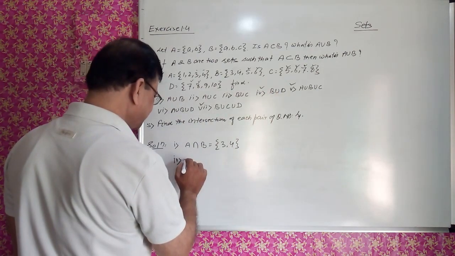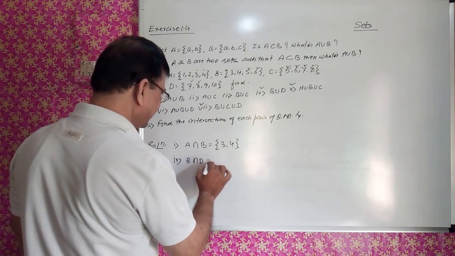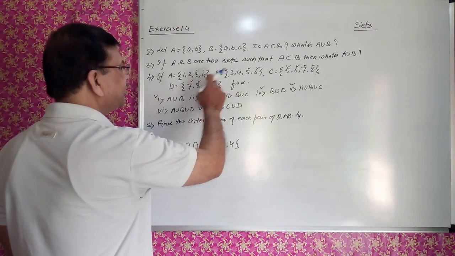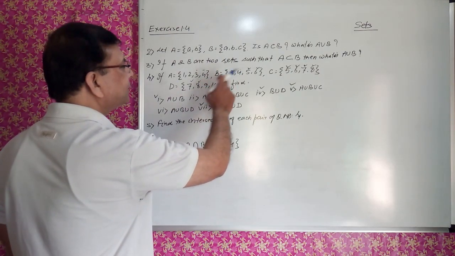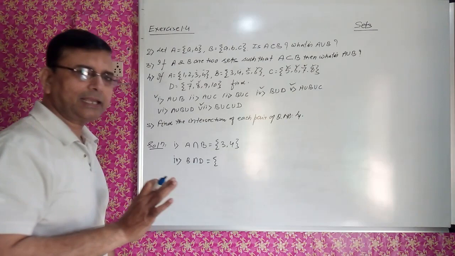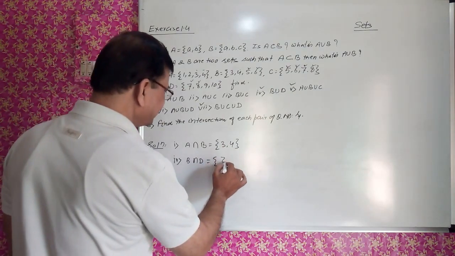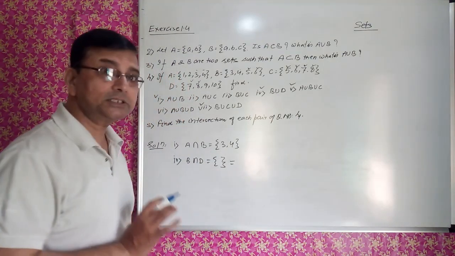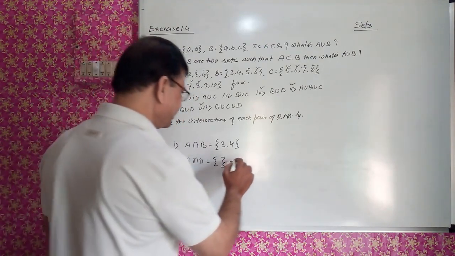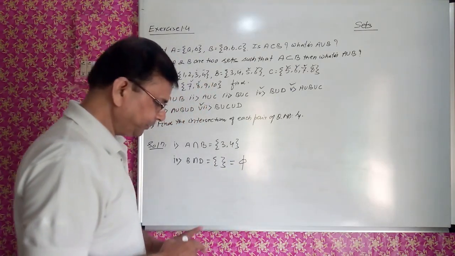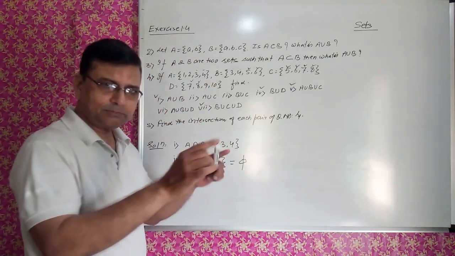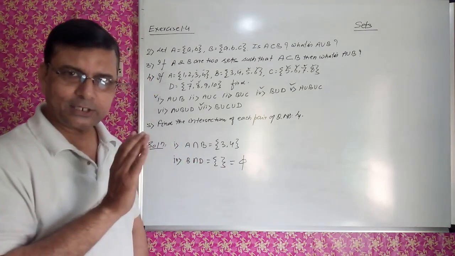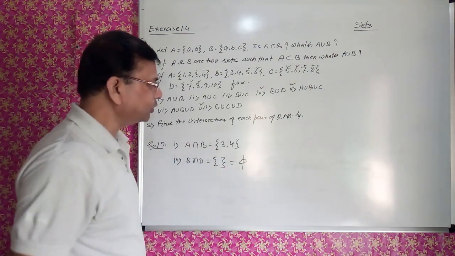Next is B intersection D. B and D. Is there any element common? 3, 4, 5, 6, 7, 8, 9, 10. Nothing is common. So I will write that there is no element in the intersection, and this is called the null set, or empty set, and it is denoted by phi also. In a null set we denote it like this, brackets with no element inside.